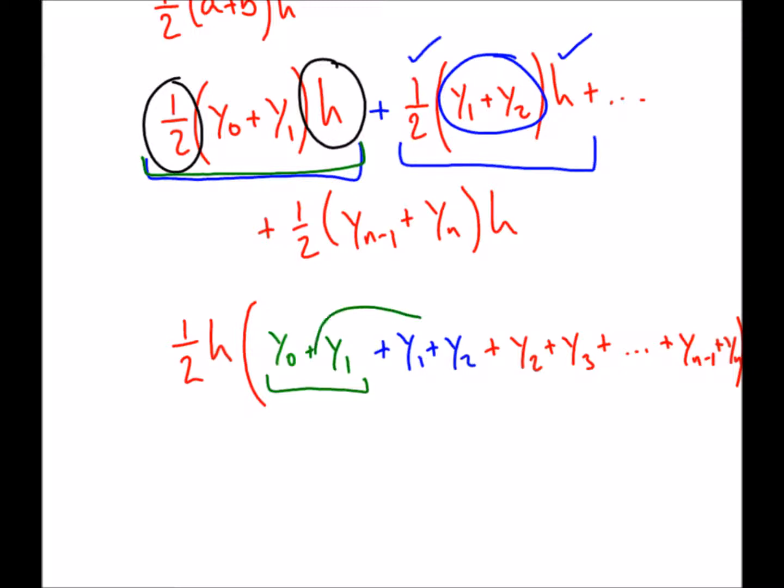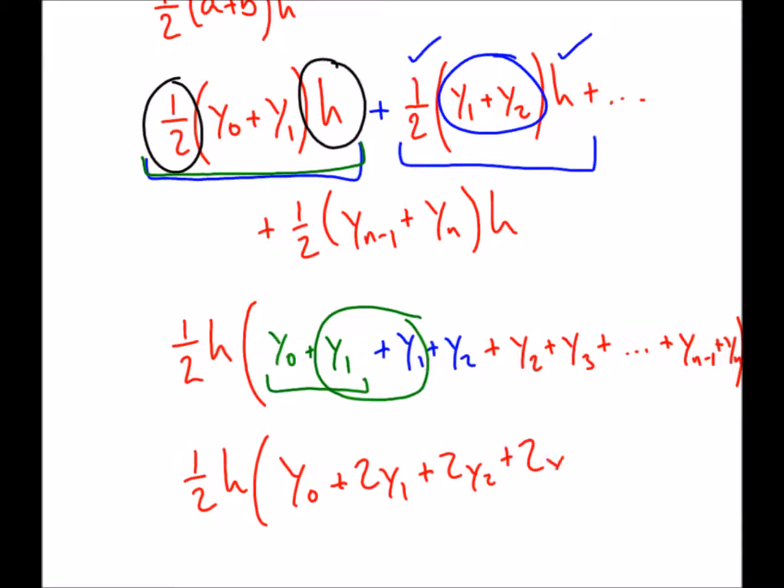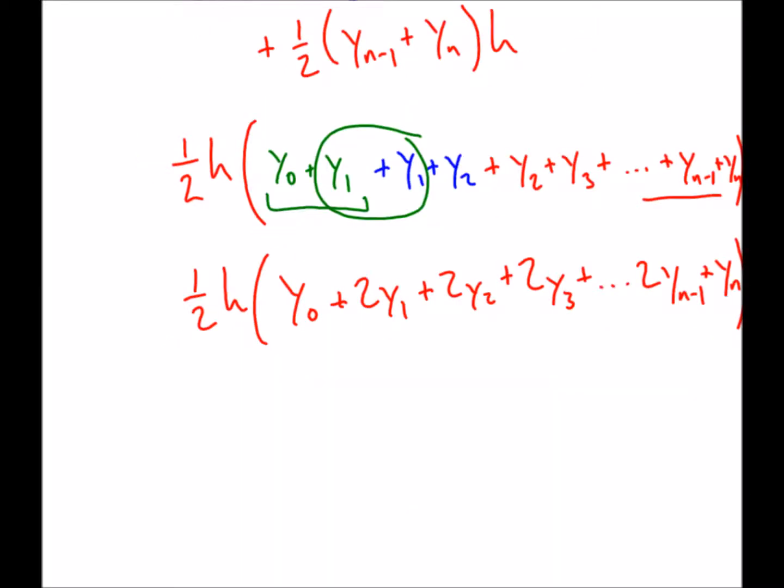So if we have a look at this, here I've got a y1 and a y1. So I can add those together and I can say I've got a half h. Well, I've got nothing to add to my y0, but I've got two y1s, two y2s, two y3s, and that's going to keep on going up until the end where I'm going to have two lots of my second to last y value. I'm only going to have one lot of my yn. Again, I've saved myself quite a lot of effort there, but I can do even better because now I've got to keep on pressing 2.